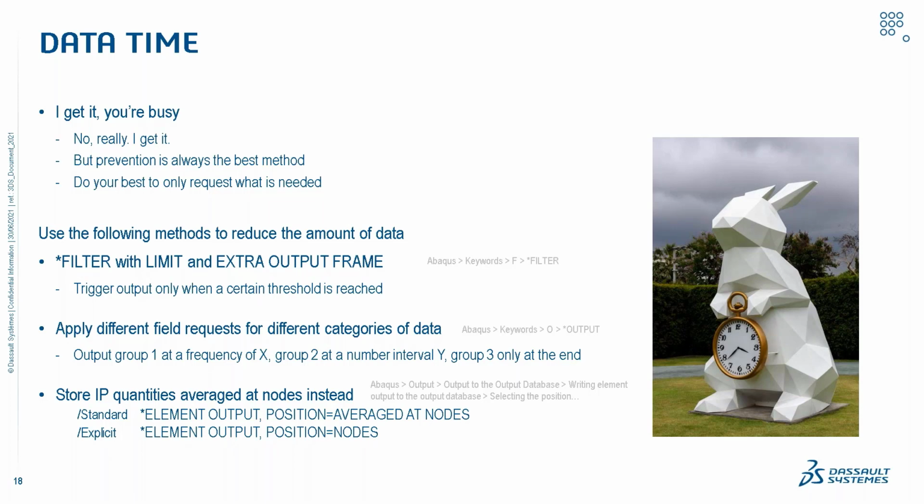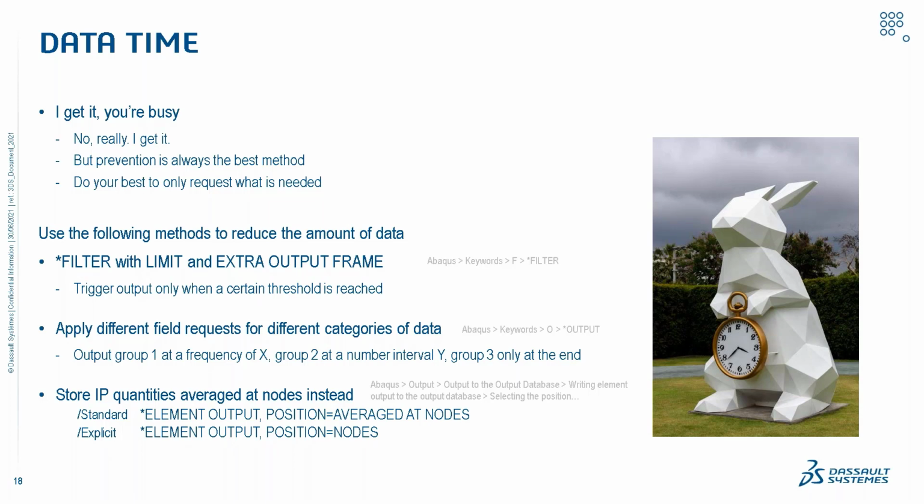Use the filter keyword. You can use filter in combination with the limit option and extra output frame. And what this does is it triggers output only when a certain threshold is reached. So say that you want an output frame whenever your stress exceeds 700 megapascals. You can use this in order to do that. So that way the output only happens when you hit a specific threshold and you're not requesting a bunch of random output that you may not need.